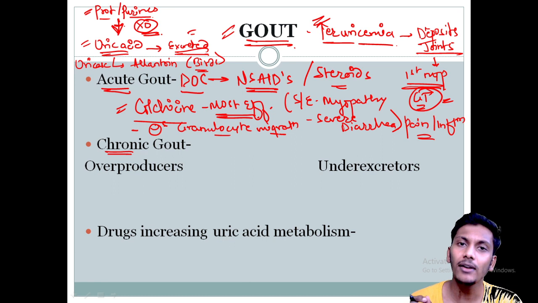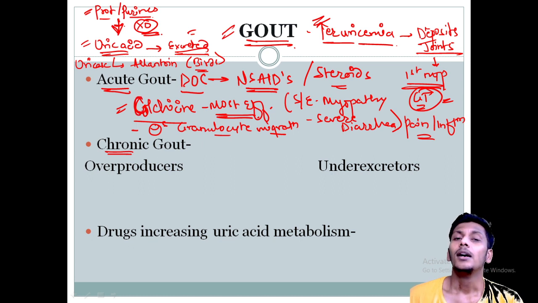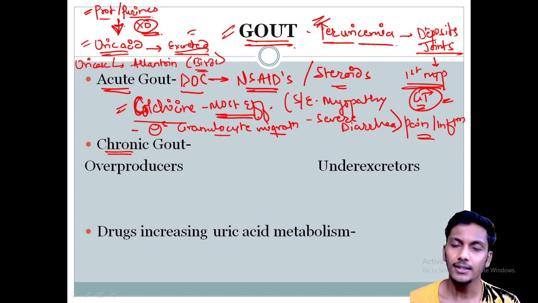It can inhibit the release of glycoprotein from neutrophils, or it can also inhibit the mitotic spindle in neutrophils. Okay, so please remember, this is the mechanism of action of colchicine, by which it aborts the inflammation which usually occurs in gout, right? Then talking about chronic gout.